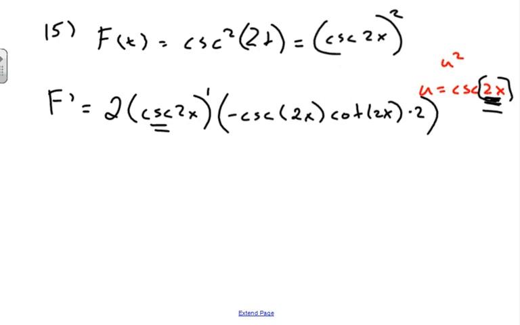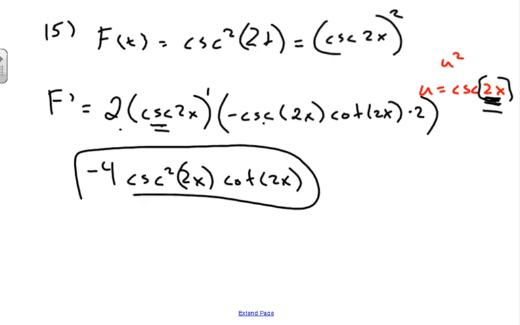And that's our answer. To simplify it, we have 2 times a negative, so we have negative 4. We have cosecant times cosecant, so we have cosecant squared of 2x, cotangent of 2x, and that's our derivative. Hopefully going through these different types of problems is really helping you out. All right, we have another problem.